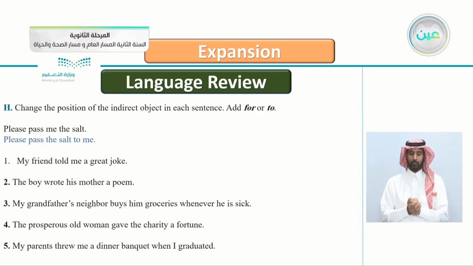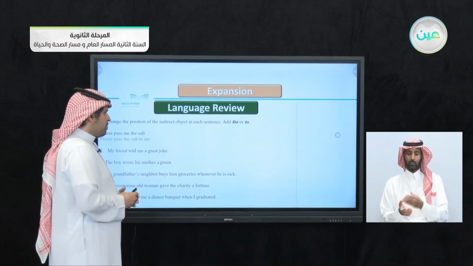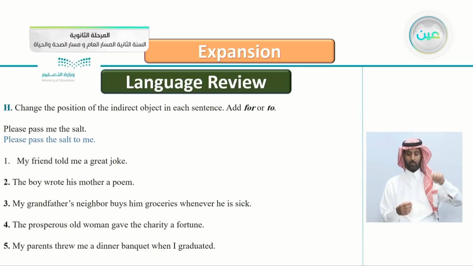Next here, change the position of the indirect object in each sentence. Add for or to. So we'll change the position of the indirect object, then we will add for or to. For example here, please pass me the salt.